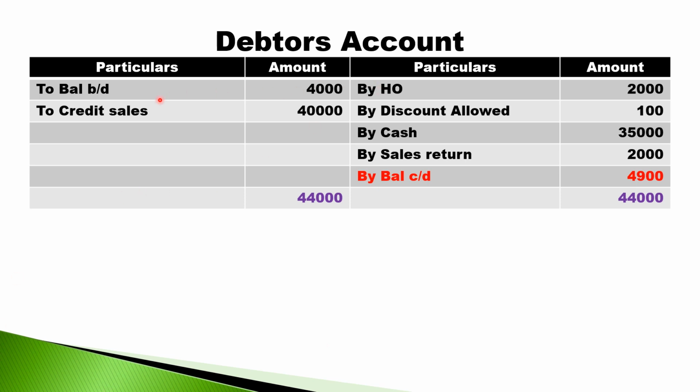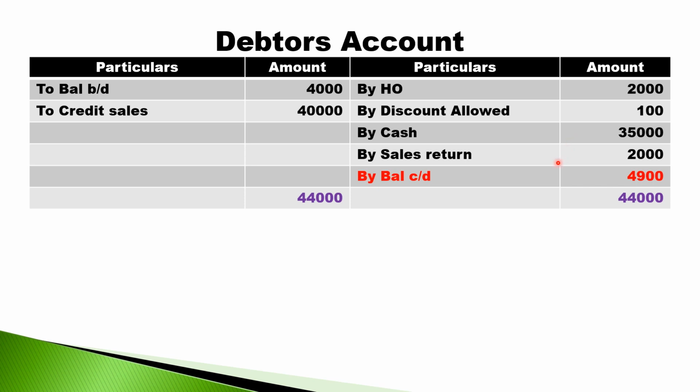Debtors account, students. To balance brought down, 4,000 opening balance. To credit sales, cash sales will not come, only credit sales will come, 40,000. Credit side: by head office, directly received from debtor. Debtors have directly paid to head office. So credit the giver, the debtor. Discount allowed is an expense to us, 100. Cash is paid by debtor to head office, that is called amount collected by branch. So amount collected by branch will be collected only from debtors.